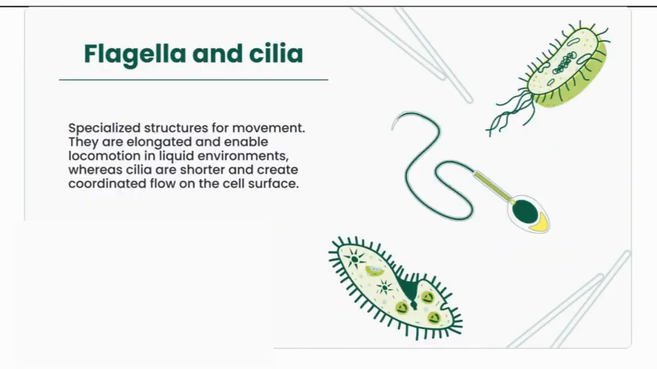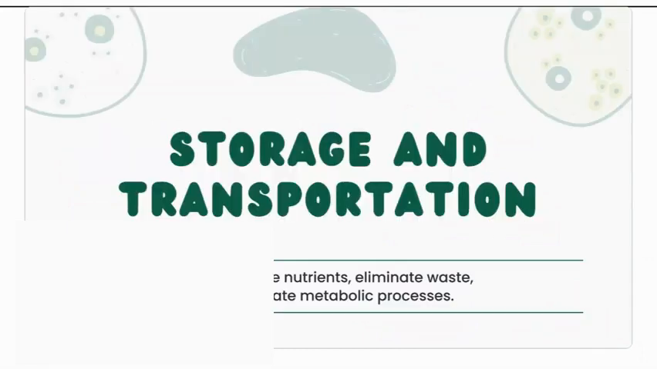Next are the flagella and cilia. These structures are specialized for movement. Flagella are elongated and enable locomotion in liquid environments, whereas cilia are shorter and create coordinated flow on the cell surface.